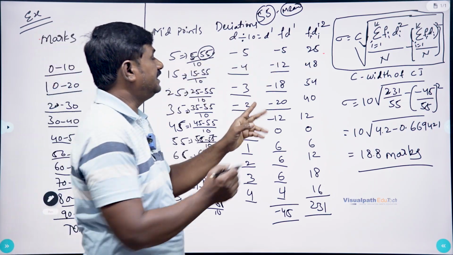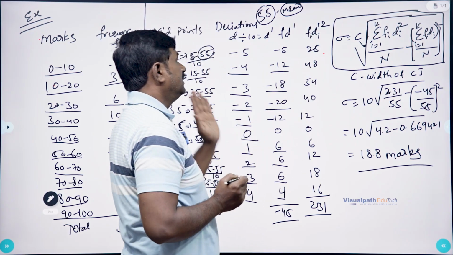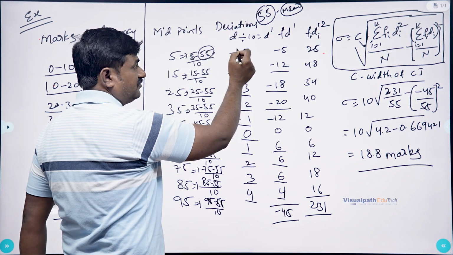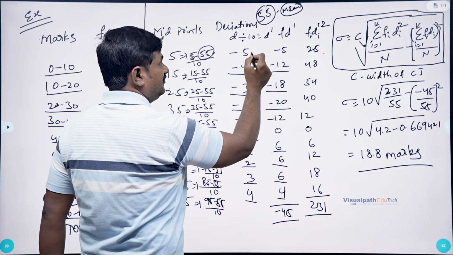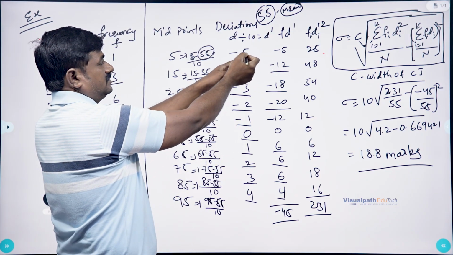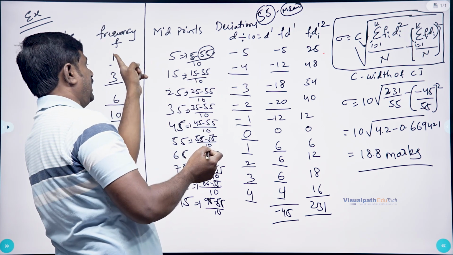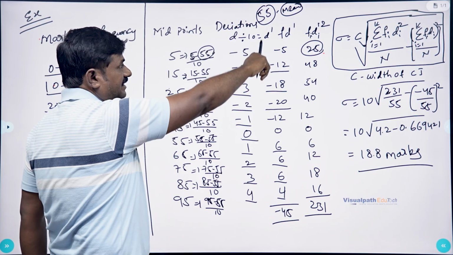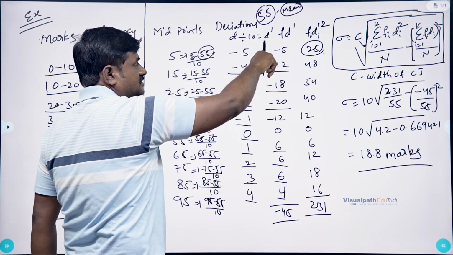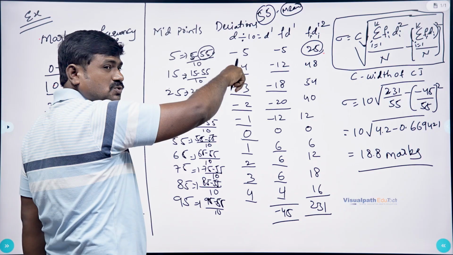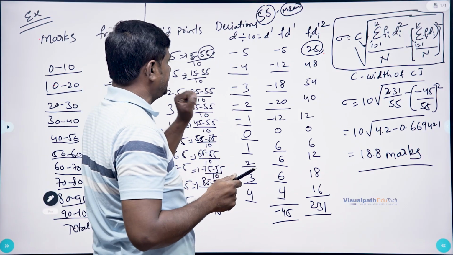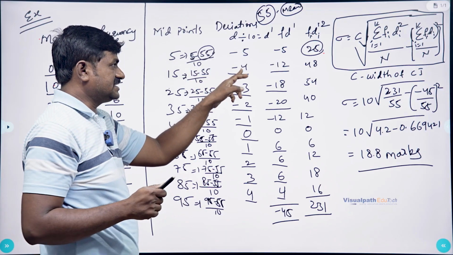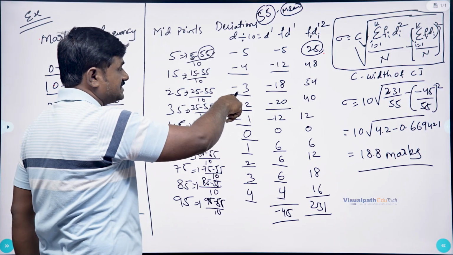Then after that, d dash square into frequency. What is d dash? Minus 5. Minus 5 square is 25, so 25 into 1 is 25. Similarly, we square each d dash. d dash is minus 4, minus 4 square is 16, so 16 into 3 is 48. Next, minus 3 square.